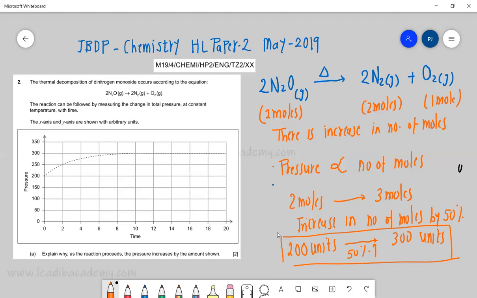So the important part is the increase in the number of moles, and pressure depends on the number of moles, or in short, the number of particles. This is the underlying concept, very, very simple.